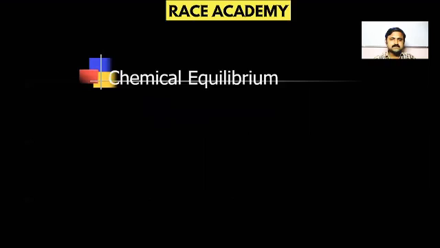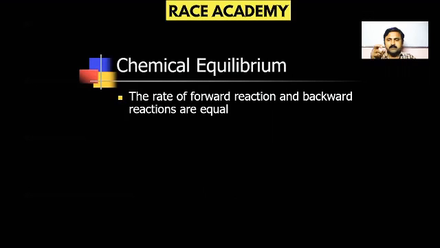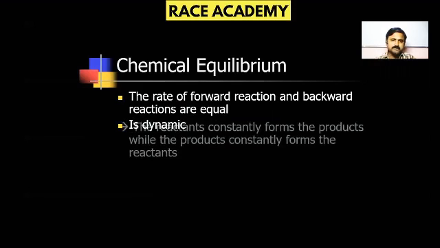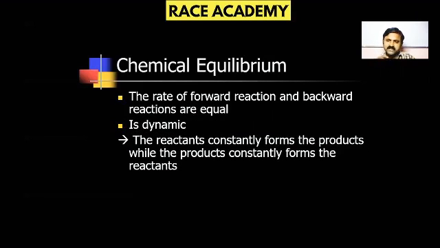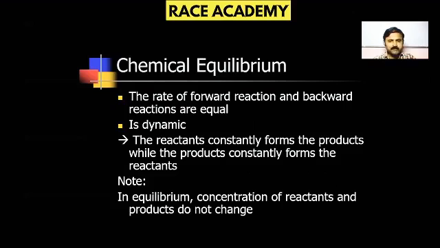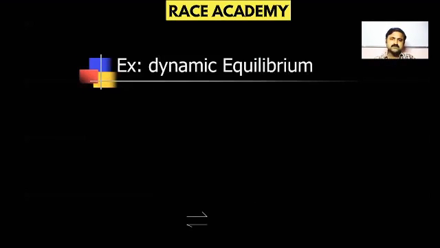Chemical equilibrium can be understood from this type of reversible reaction, in which the rate of the forward reaction equals the rate of the backward reaction. Then that chemical equilibrium is said to be a dynamic equilibrium, and the reactants constantly form the products while the products constantly form the reactants. In equilibrium, the concentrations of reactants and products do not change.